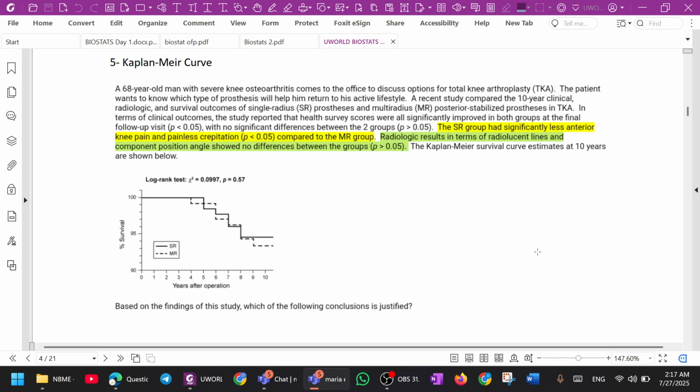Radiologic study in terms of radiolucent line and the component position angle showed no difference between groups, p more than 0.05. The Kaplan-Meier survival curve estimates at 10 years are shown below. Based on the findings of this study, which of the following conclusions is justified?